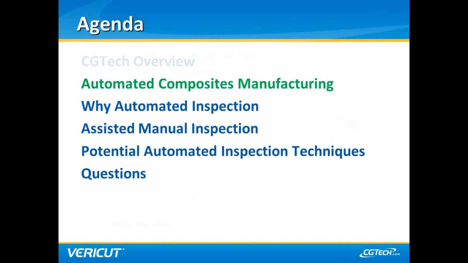So that was a brief overview of CGTech and what we do, and some of the products we have to offer. Next, I'm going to jump into automated composites manufacturing, specifically looking at automated fiber placement and automated tape laying.